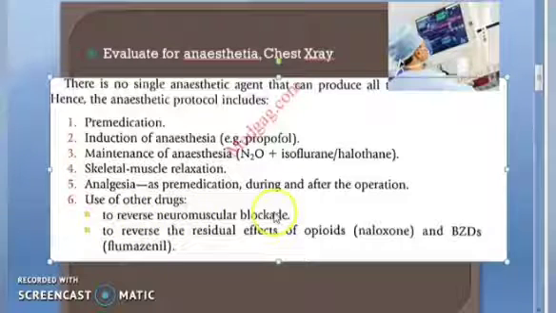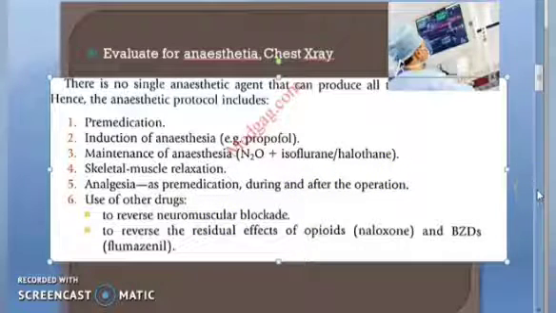Other drugs they can use to reverse the block. To reverse the neuromuscular block, they can use. To reverse the effects of opioids, they can use things. Okay, and benzodiazepine. To reverse the effect of benzodiazepine, they will use this flumazenil. Okay, that is a antidote kind of a thing for benzodiazepine. Flumazenil. Okay, to reverse everything you can use. So this is the protocol.